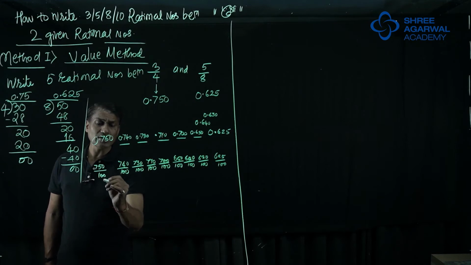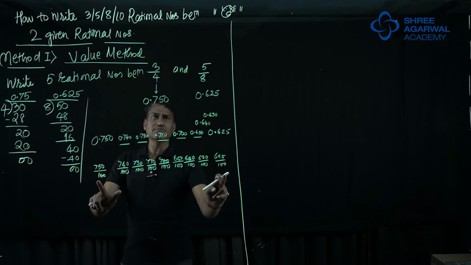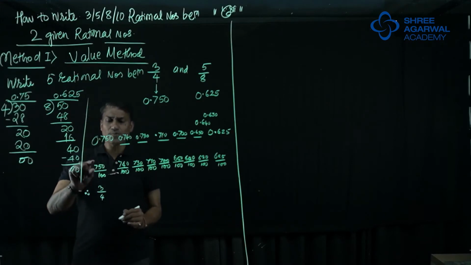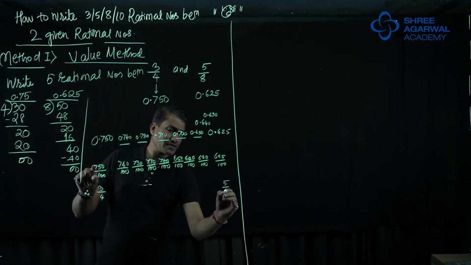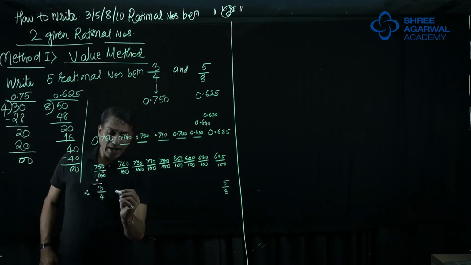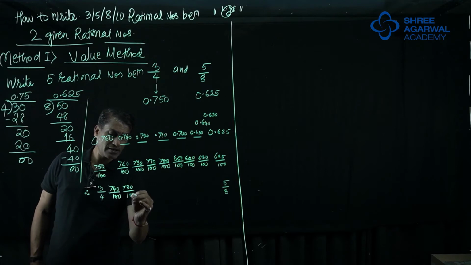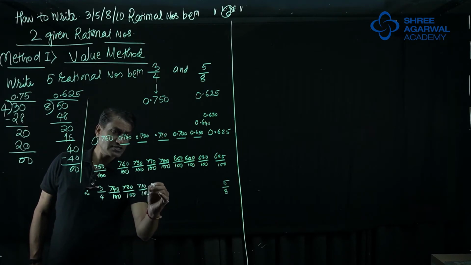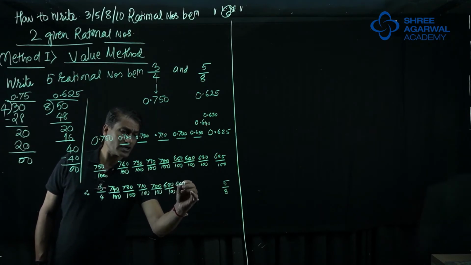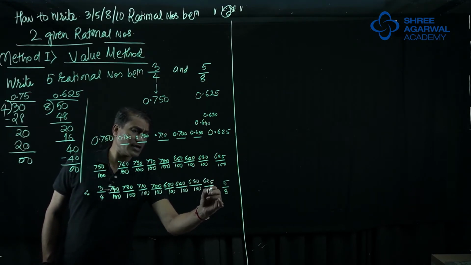Now these were not the original numbers. We will convert the first and last numbers in the given form. So I will write therefore 3 upon 4, and this is 5 upon 8. And which are the numbers between them? 1, 2, 3, 4, 5, 6, 7 numbers we wrote. So I would write 740 upon 100, 730 upon 100, 710 upon 100, 700 upon 100, 650 upon 100, 640 upon 100, 630 upon 100, 625 upon 100.